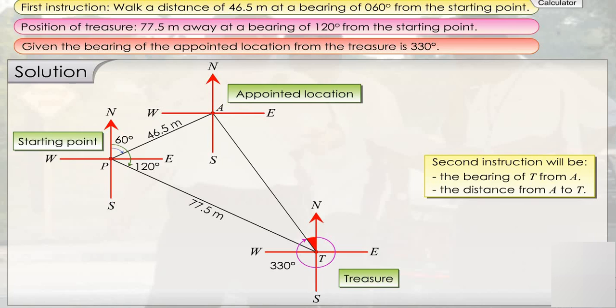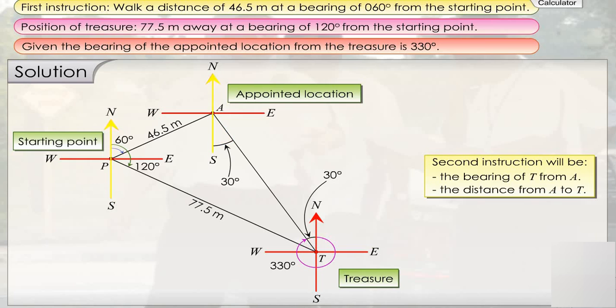Now, look at this angle. What is the size of this angle? Yes, it is 360 degrees minus 330 degrees, which is 30 degrees. The two arrows here are parallel. So, these two angles are equal because they are alternate angles. Hence, the angle here is also 30 degrees.